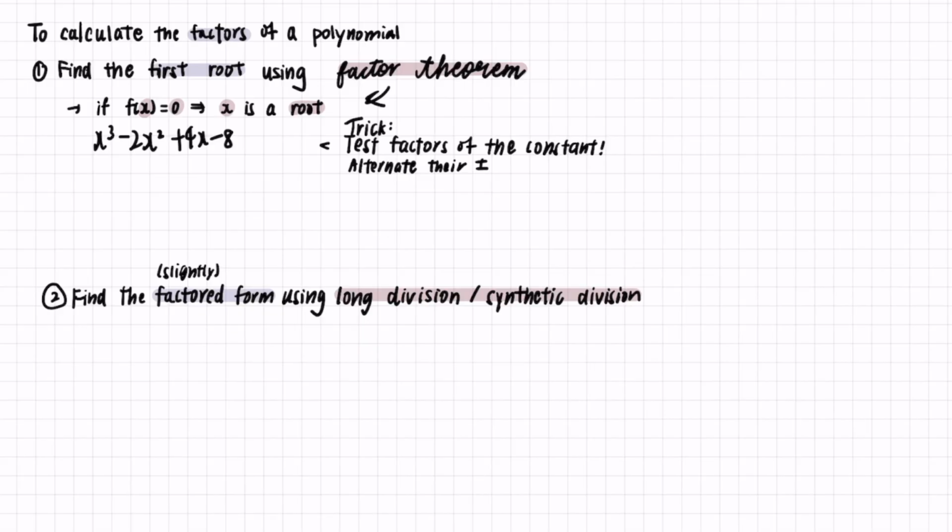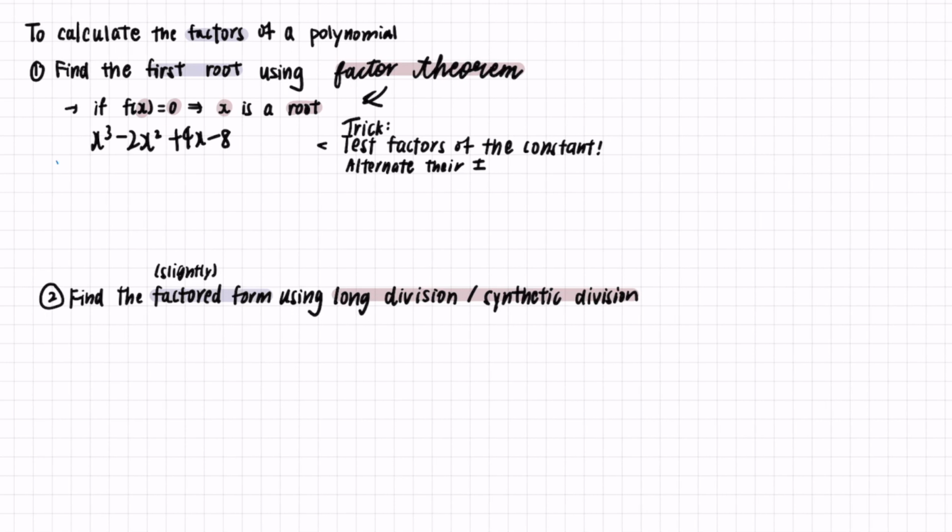Okay, so next, to calculate the factors of a polynomial, you first need to find the first root using the factor theorem. And the factor theorem states that if f(x) equals 0, then x is a root. So for example, in the polynomial x cubed minus 2x squared plus 4x minus 8, we need to first test the factors.